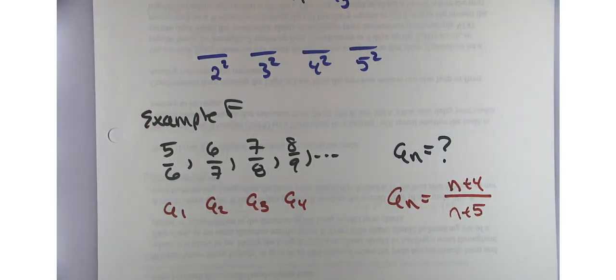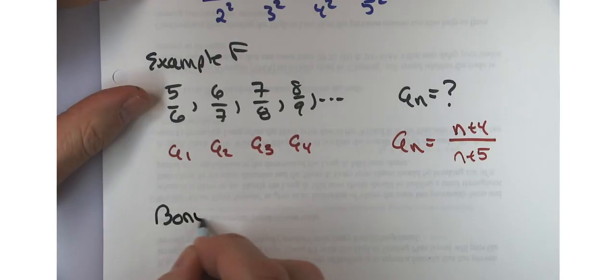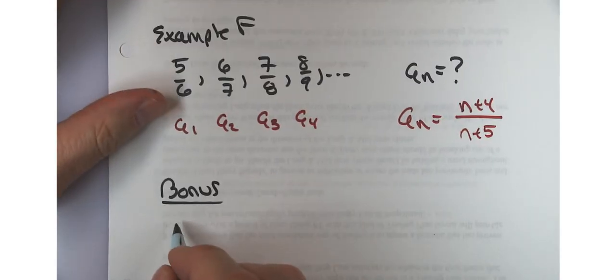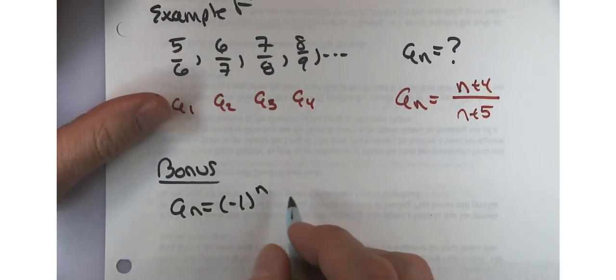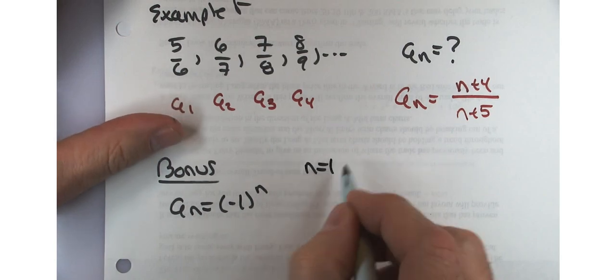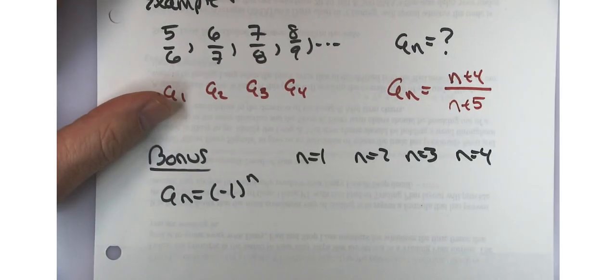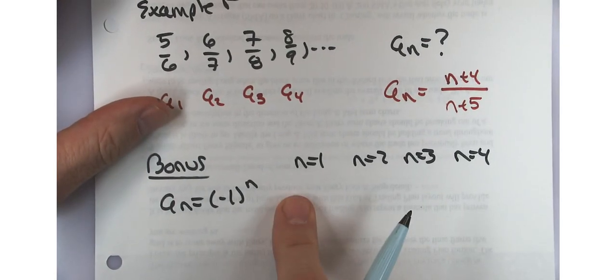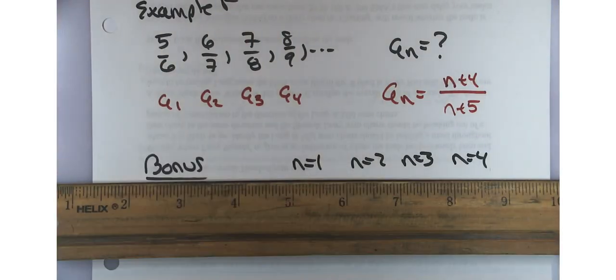Nice. Now, there is one little layer of complexity I'm going to add onto this. So, let me just call this bonus here. Let's take a look at a sub n as -1 to the nth power. And then look at n equal 1, n equal 2, n equal 3, n equal 4. That should be good enough. If I put in a 1 here, what am I going to get for a sub 1? Yeah, just -1.